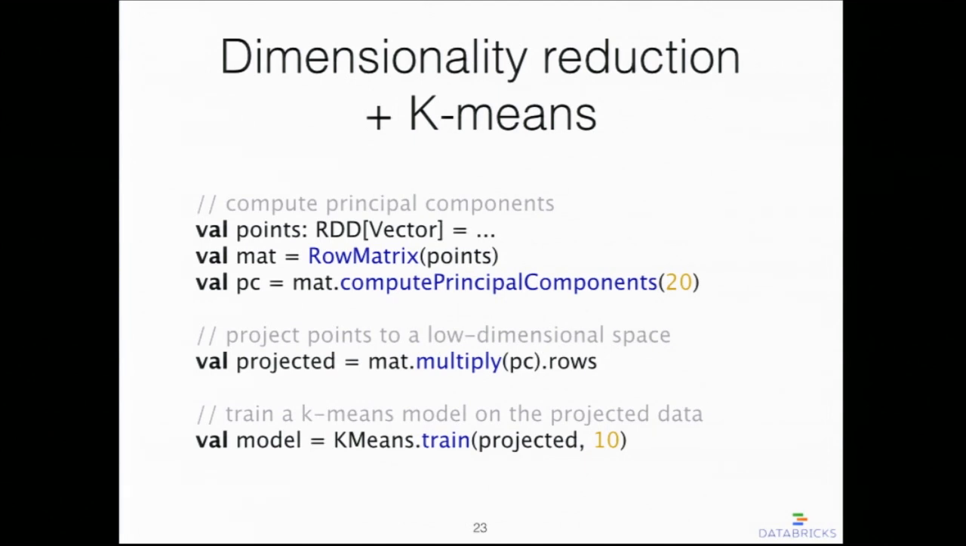before running k-means. So what we're showing here is an example of loading an RDD from some unspecified source, storing it as a row matrix in MLlib, running PCA on it to compute its top 20 principal components, and then projecting your input data onto these top 20 principal components to get a low dimensional representation of your data. And now instead of running k-means on your original data, you're just running k-means on this low dimensional representation of your data for computational and possibly statistical reasons.